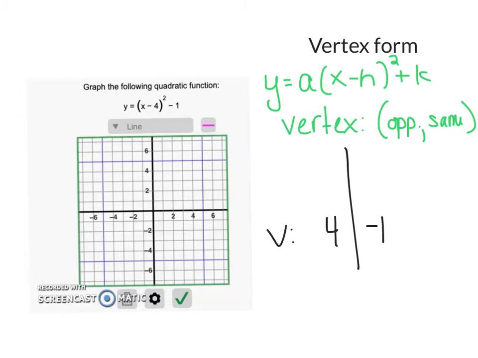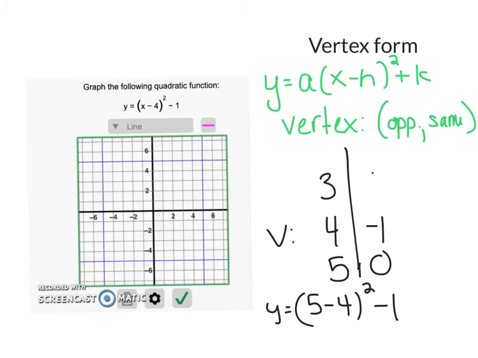Now I need one value to the left or to the right. So I'm going to go +5, and all I need to do is plug that into my function. So I have y equals 5 minus 4 quantity squared minus 1, and that produces 0. So I also know that 1 to the left would be 3, 0 as well. So let me show you how to do this now in GMM.